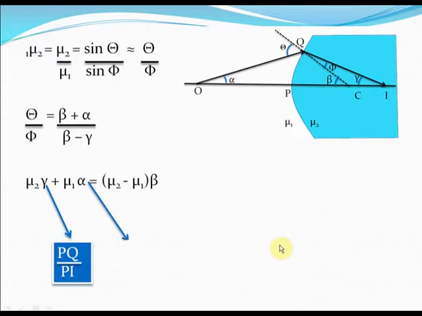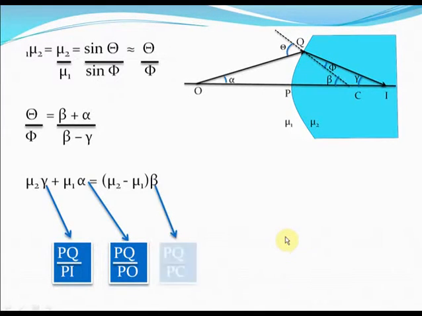Similarly, alpha can be written as PQ by PO. Alpha can be approximated as tan alpha, which is the same as PQ by PO. And beta, what is beta? Beta is clearly PQ by PC, because beta can also be written as tan beta, which is approximately equal to PQ by PC. There you go.